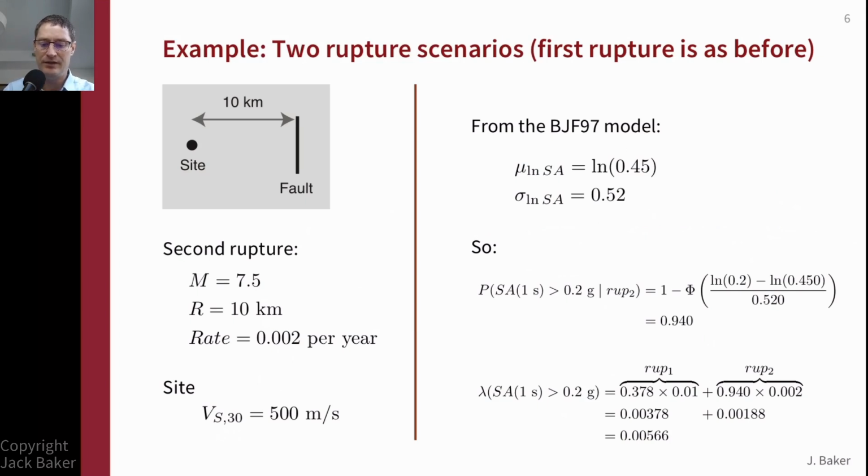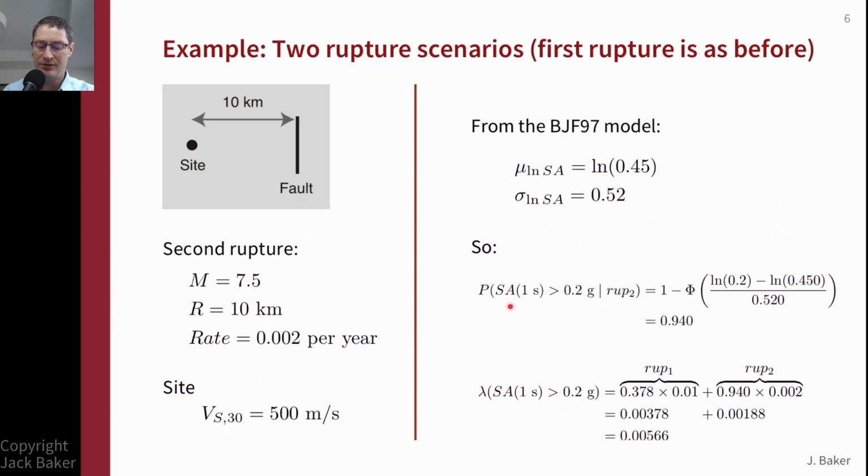But from the Boore-Joyner-Fumal 1997 model, if we plug in the new magnitude, we're going to get a log spectral acceleration at 1 second of log of 0.45. So the median intensity would be 0.45 g, substantially larger than the 0.17 g from previously. Standard deviation is the same as a function of magnitude with this model.